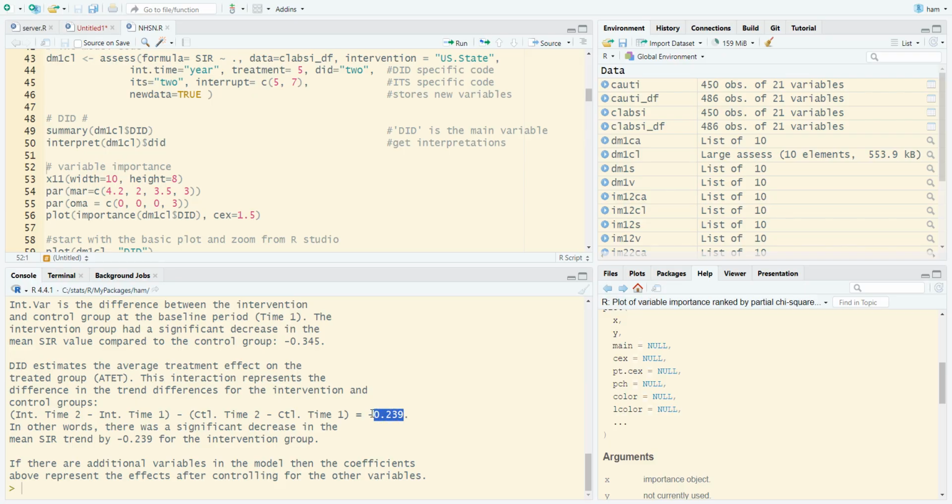So if you're not familiar with the differences in differences study and you're in healthcare, you've probably heard of the study by John Snow on cholera back in 1854.